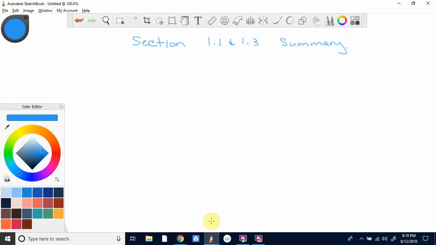Hi there, this is a summary of section 1.1 and 1.3. Now this is just going to be a quick summary of those sections. We're really not going to spend a lot of time. This is all review. You should already know.